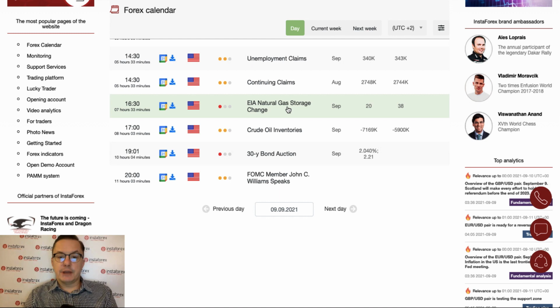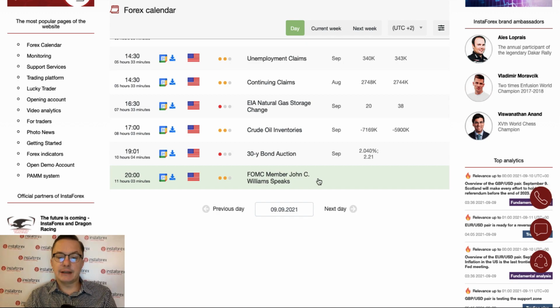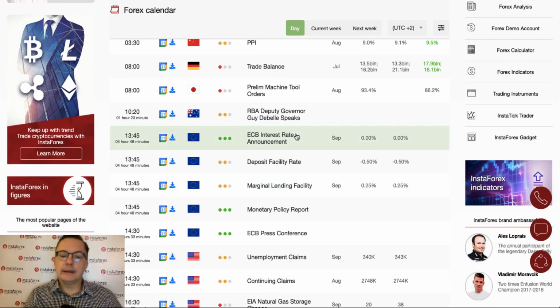During the New York session, we have the unemployment claims and continuing claims data from the US scheduled for release at 2:30 as well. For all of you crude oil traders, the crude oil inventories are scheduled for release at 5 p.m. and at the end of the day at 8 p.m. we got the FOMC member John Williams to give a speech. So definitely the Euro is in the spotlight today because of the ECB interest rate announcement.